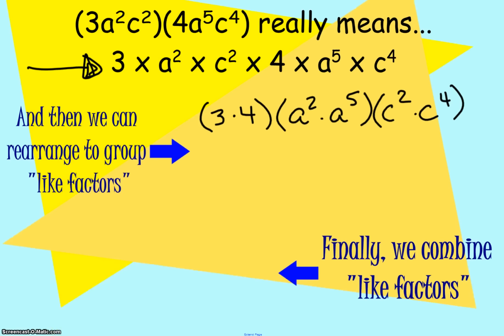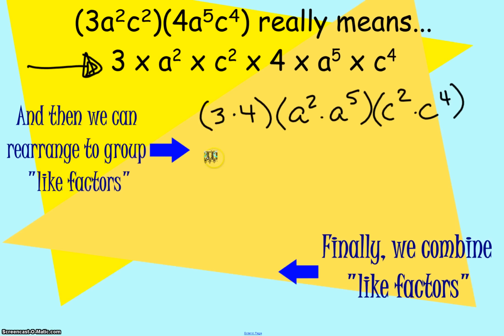So now we can combine like factors. 3 times 4 is 12. A squared times a to the fifth would be a to the seventh. And c squared times c to the fourth would be c to the sixth. So this is your answer. Make sure you have this entire example written down.